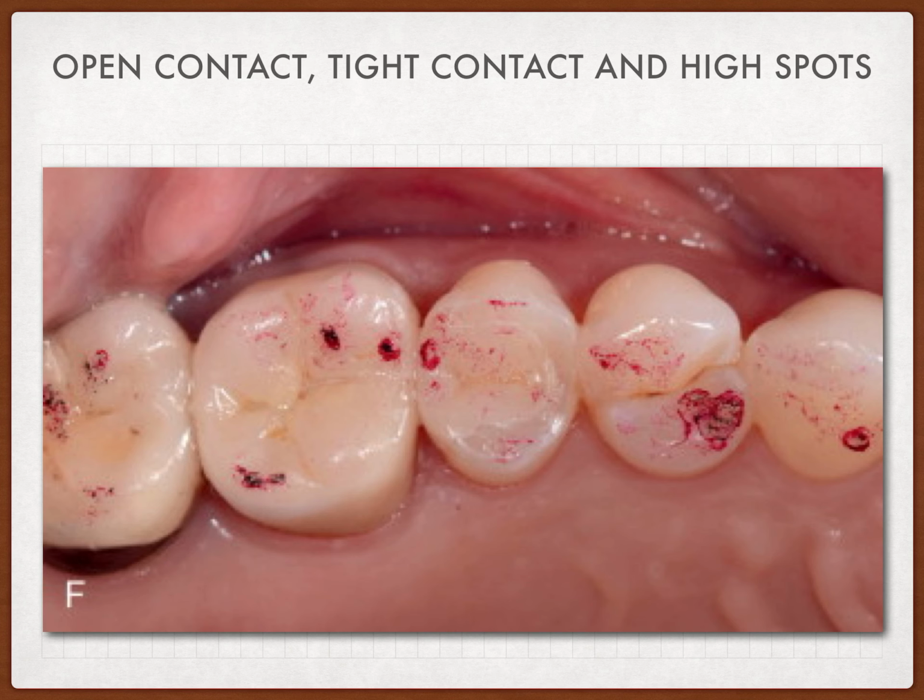Finally, we may have open contacts that will lead to food impaction, tight contacts that will prevent adequate flossing by the patient, and high spots. High spots usually happen after doing a restorative procedure, and they may lead to periodontitis, apical periodontitis, or pulpitis and sensitivity of the tooth. Anyway, this is easily treated by a selective grinding procedure.